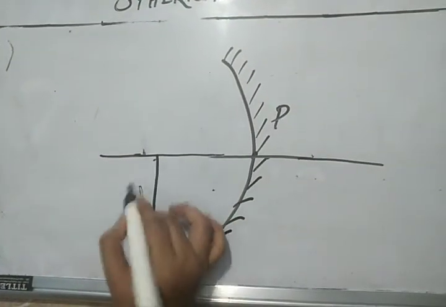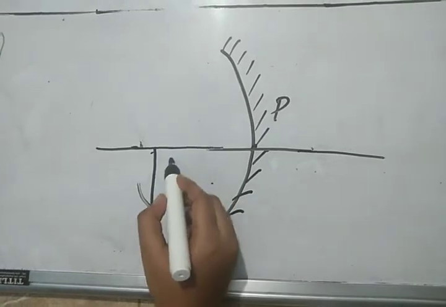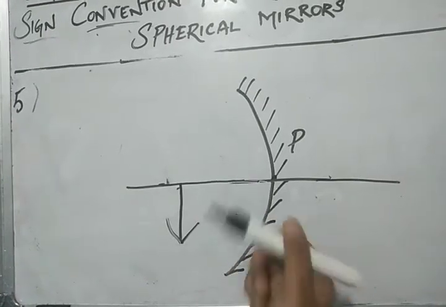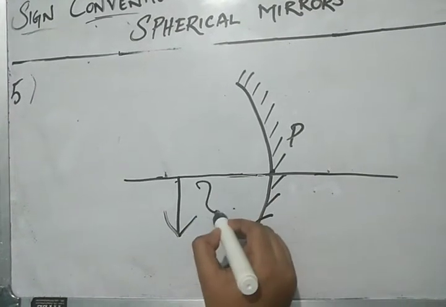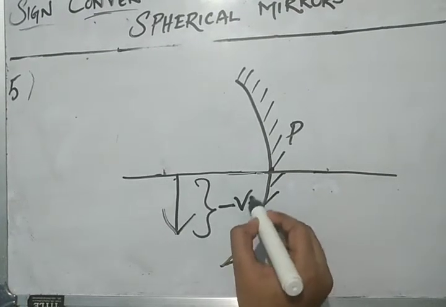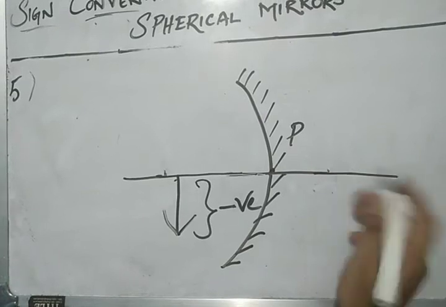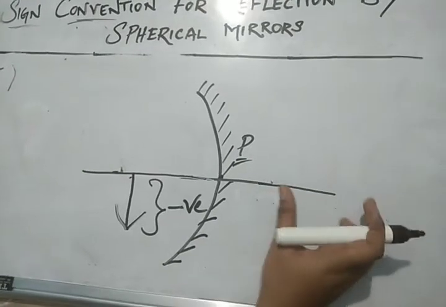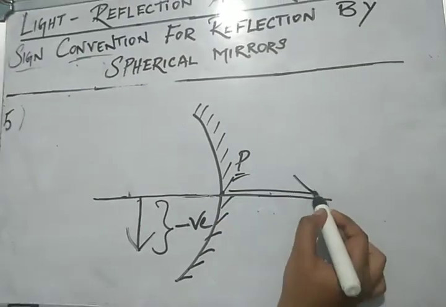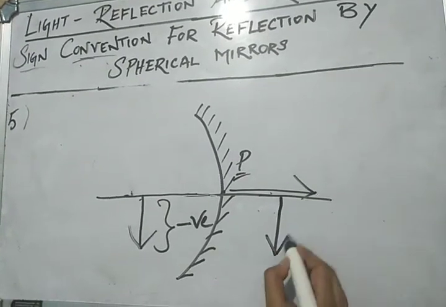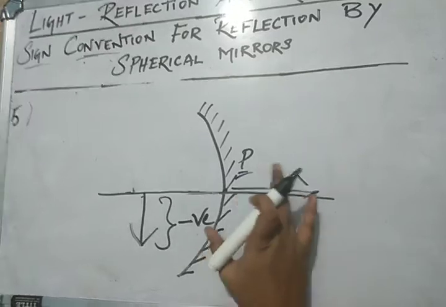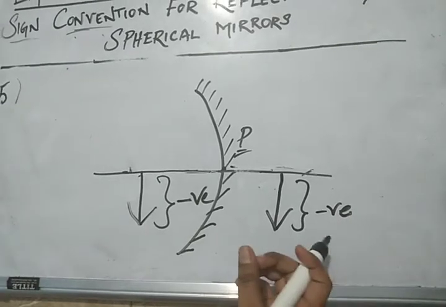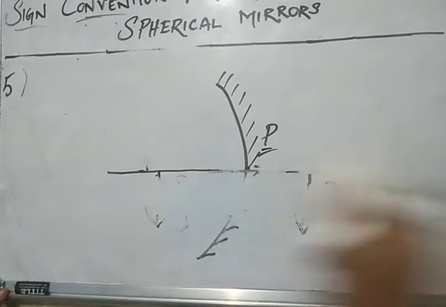Let this be the object. I am talking about the height of the object. Since it is perpendicular to the principal axis but below the principal axis, I consider this height to be negative. Similarly, over here, doesn't matter that it is right of the pole, so I should consider it to be positive? No, that is only in terms of this distance. I am talking about the height of the image. This is negative. So these were the 5 sign conventions by spherical mirrors.